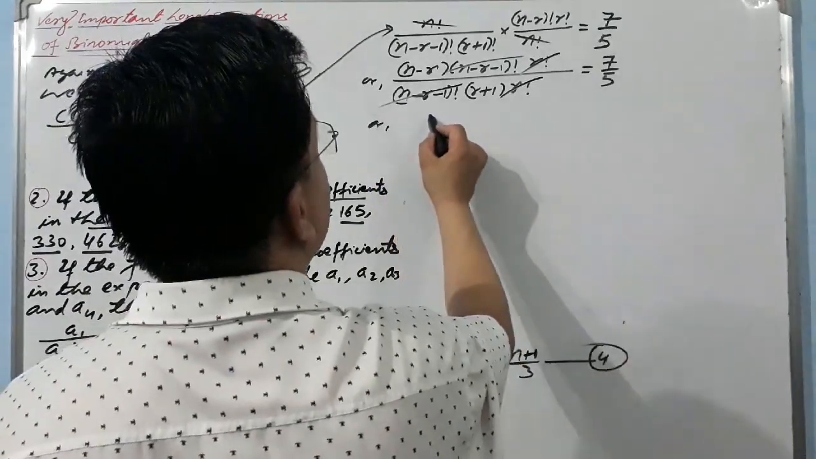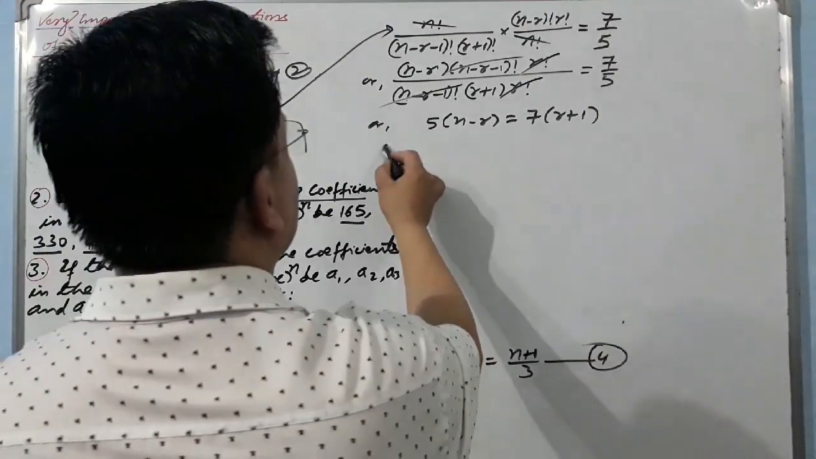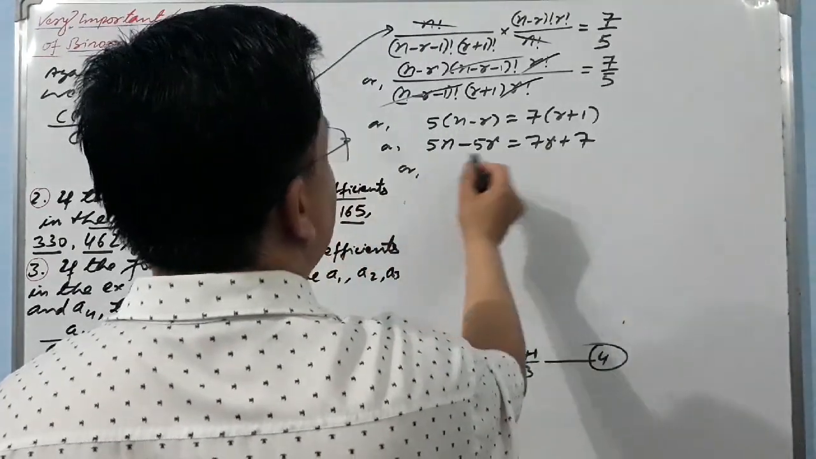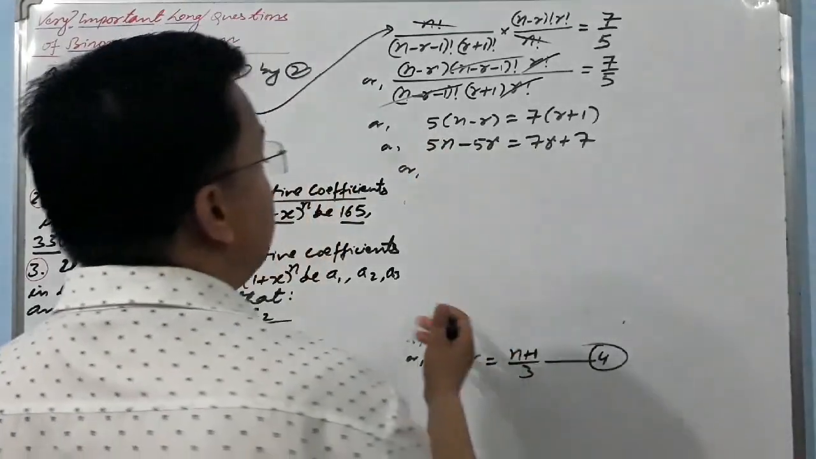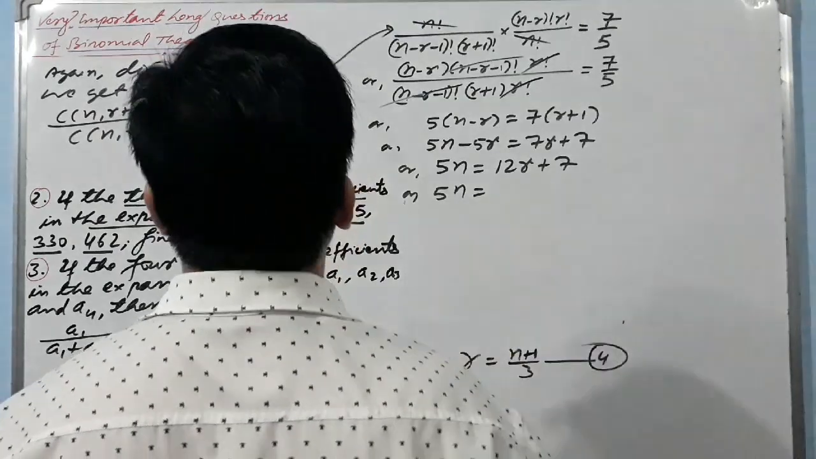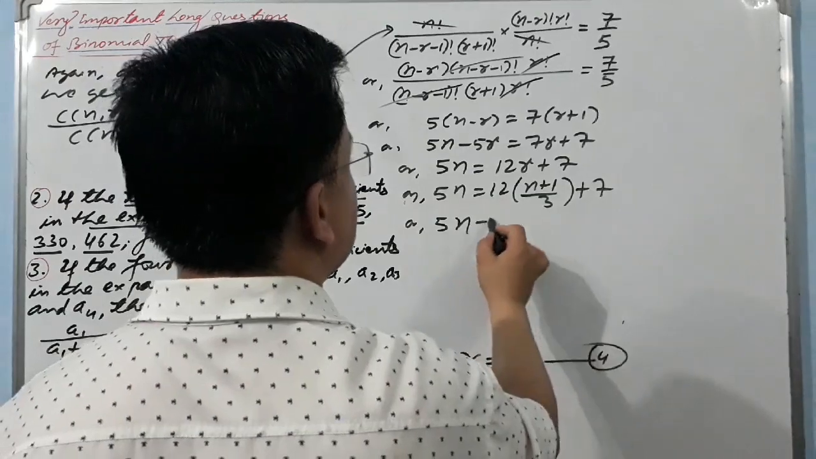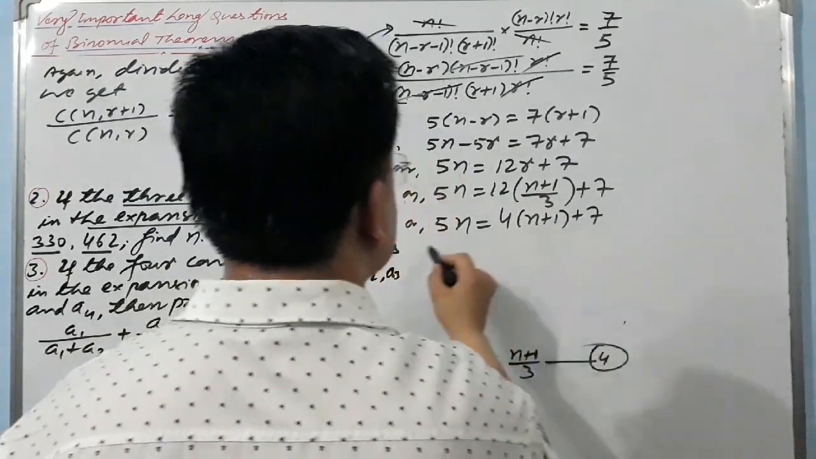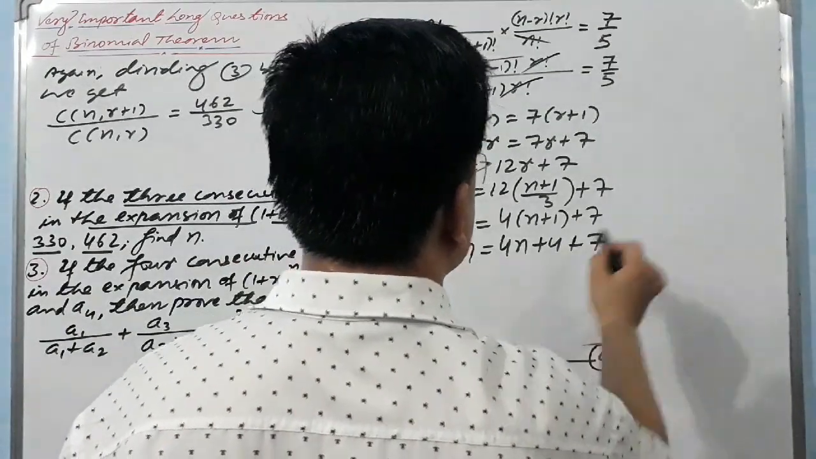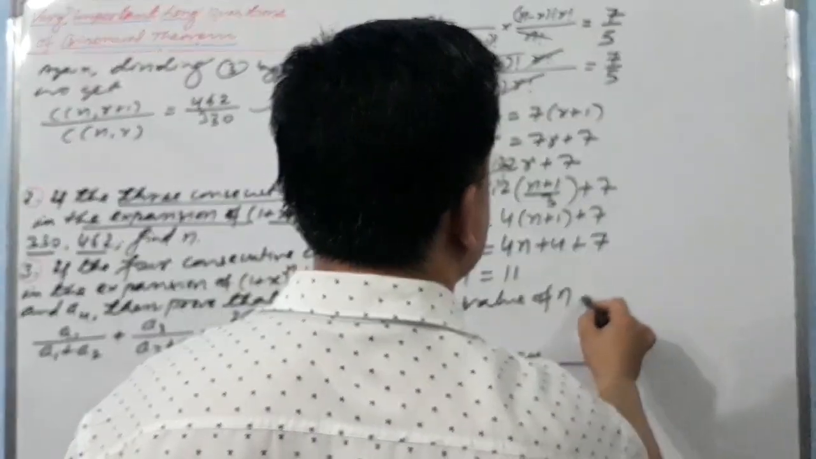Now factorial gone. We have 5 over n minus r, so I cross multiply also 7 into r plus 1. Let's multiply here. 5n minus 5r is equal to 7r plus 7, because we want to find the value of n. So 5n is equal to 12r plus 7, and let's put the value of r, which is (n plus 1) by 3. So 5n is equal to 4n plus 4 plus 7, and you will get 5n minus 4n, n is equal to 11. So therefore the value of n is 11.